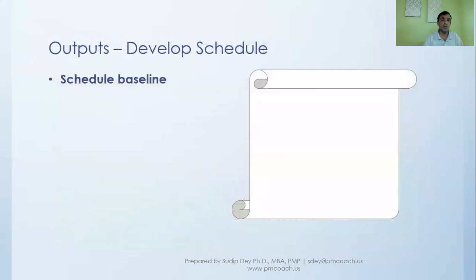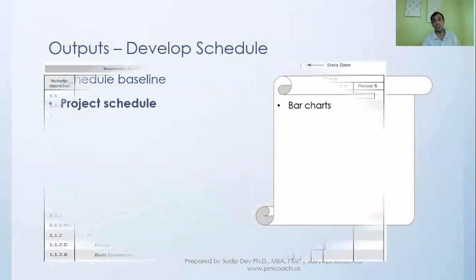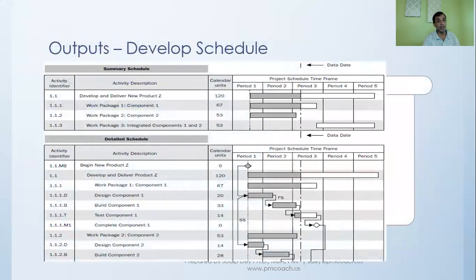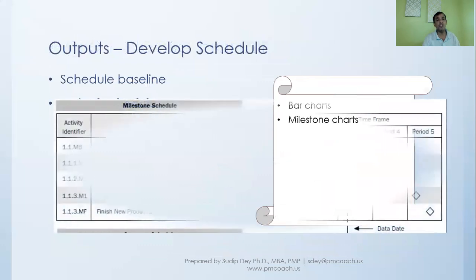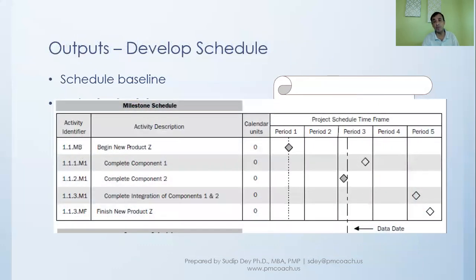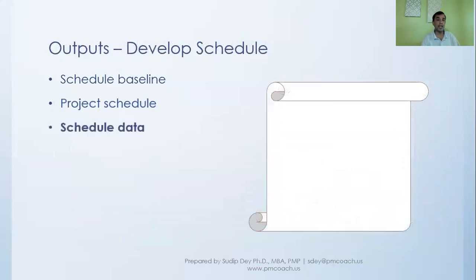The output for develop schedule: we have the schedule baseline, which is the approved schedule model that we have developed, and the project schedule. The project schedule might also have bar charts, something we might be familiar with. And then there might be milestone charts, which tell us what the different milestones are and at what point and which period. We talked about milestones being activities with 0 duration. So this is when we'll come across each of the milestones. And then, of course, there might be a schedule network diagram as well.